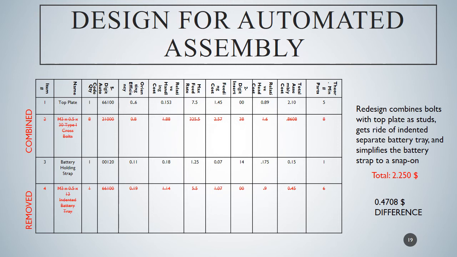As you can see from our after redesign analysis chart, we ended up removing the indented battery tray, and that's where we ended up getting the nubs for ease of battery access. And then we combined the bolts into studs that ended up being combined with the top plate manufacturing, which brought the total manufacturing for the top plate to $2.10, but brought the total for the entire top plate redesign to $2.25 per part.